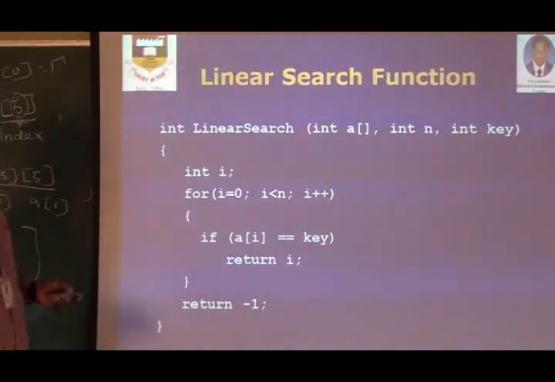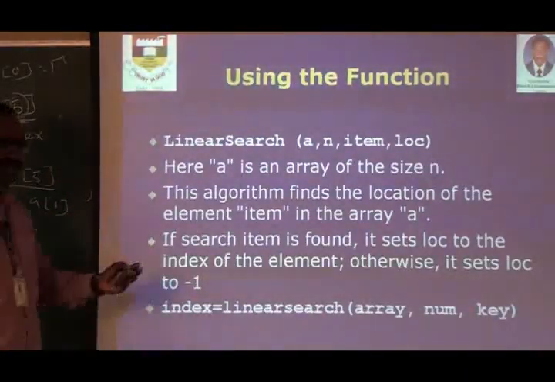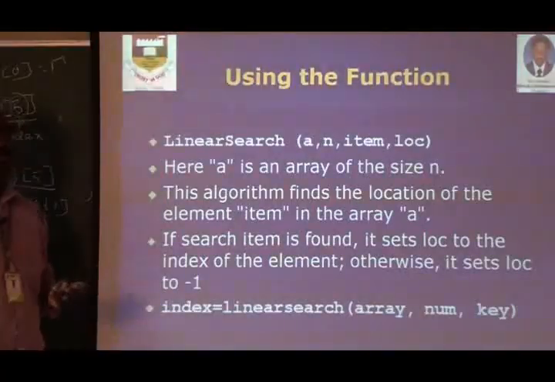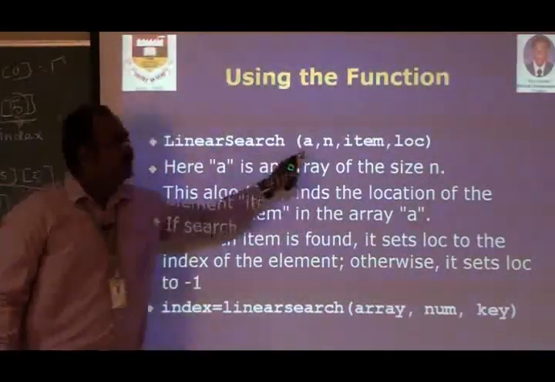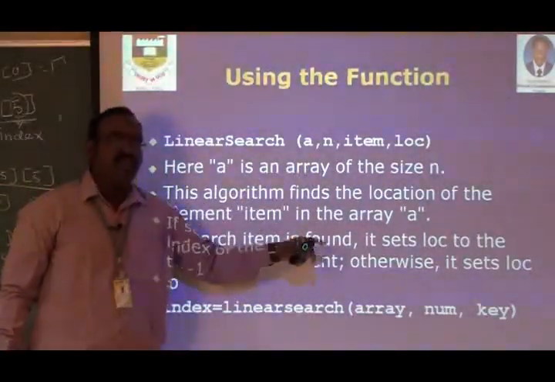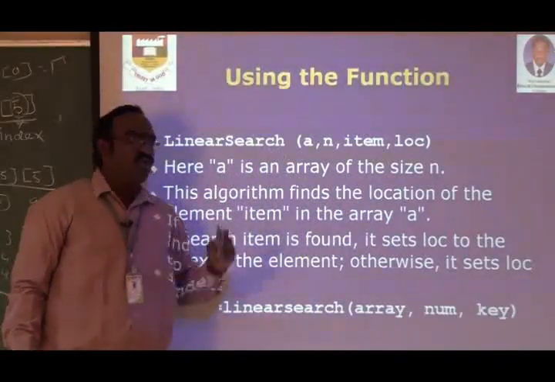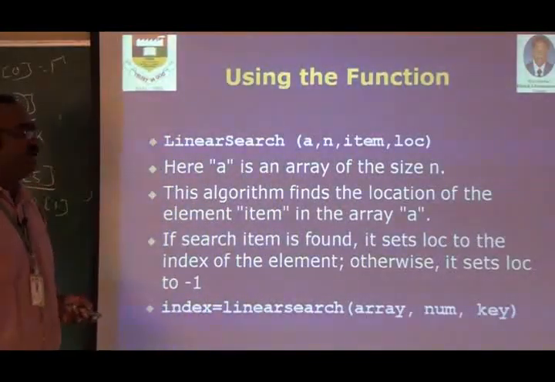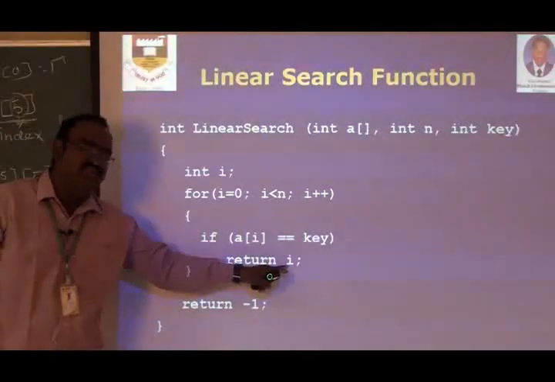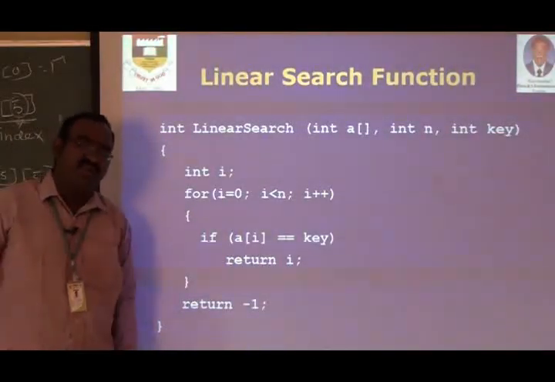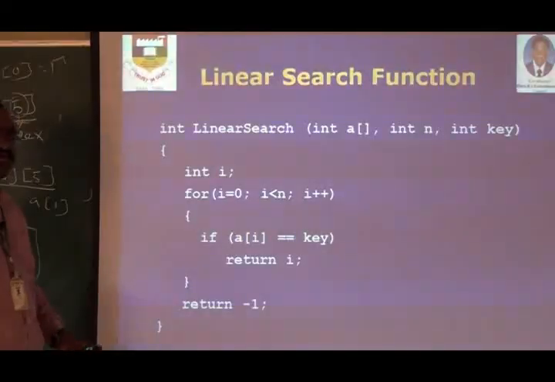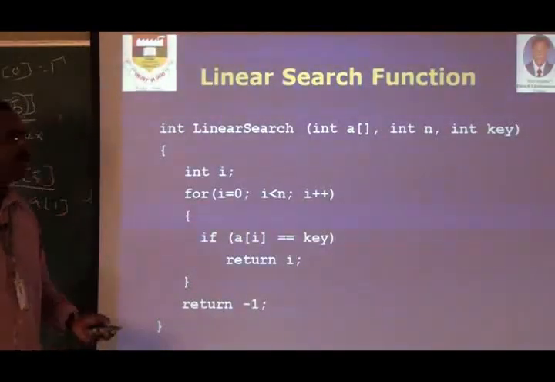So that is the linear search function. This is the explanation I have given in the presentation. A is the array, n is the size, and item is what you are going to search for, the location you are going to find here. If there is a location, then it returns that particular location. When it finds the particular element, it returns only the location. If it is not found, it returns -1.